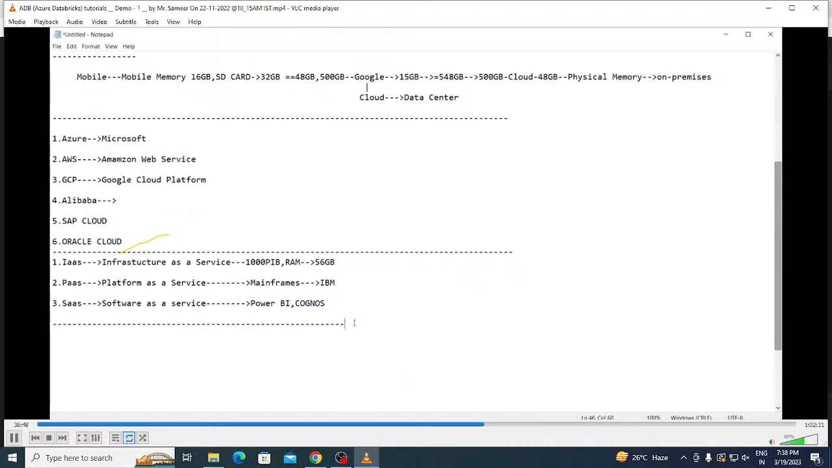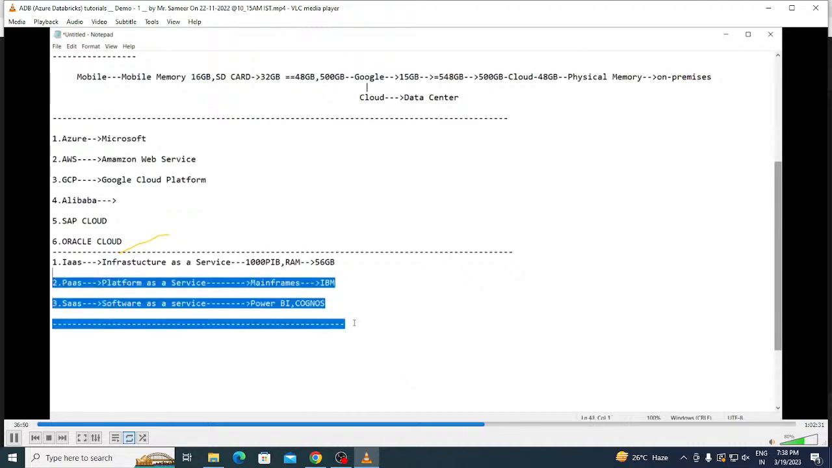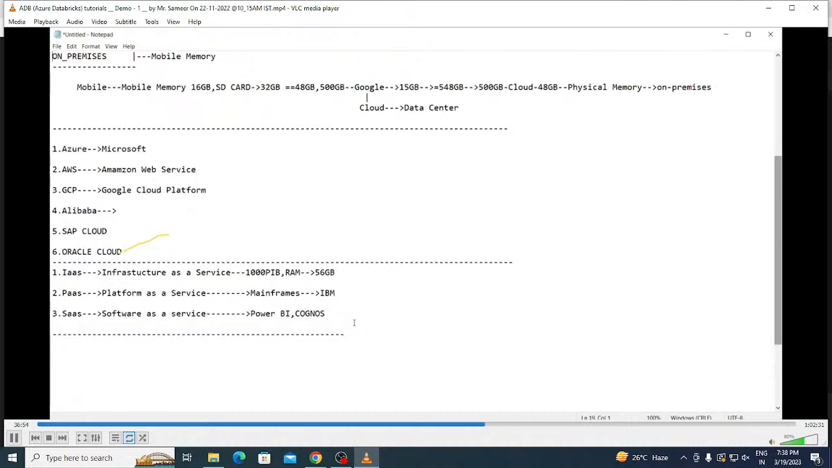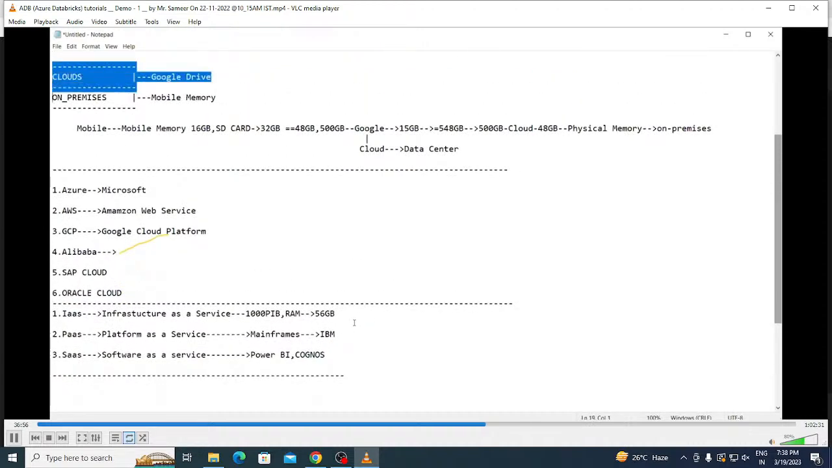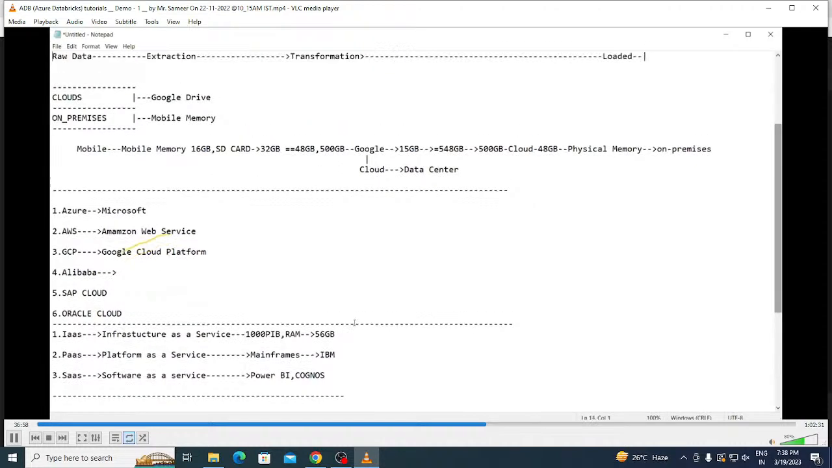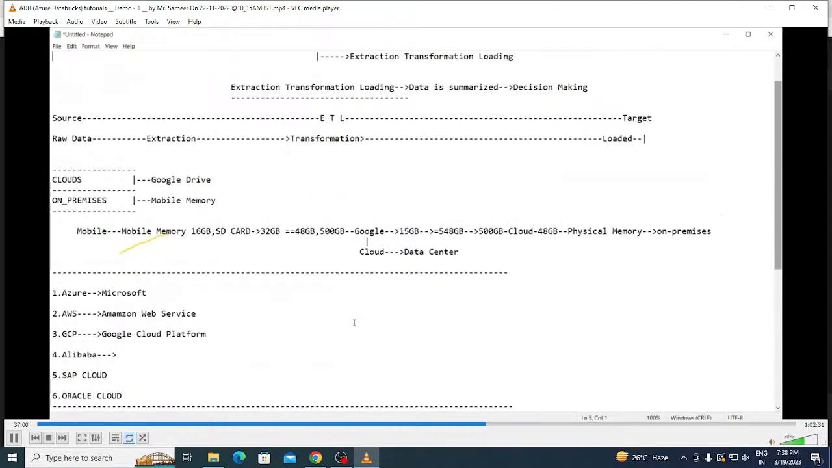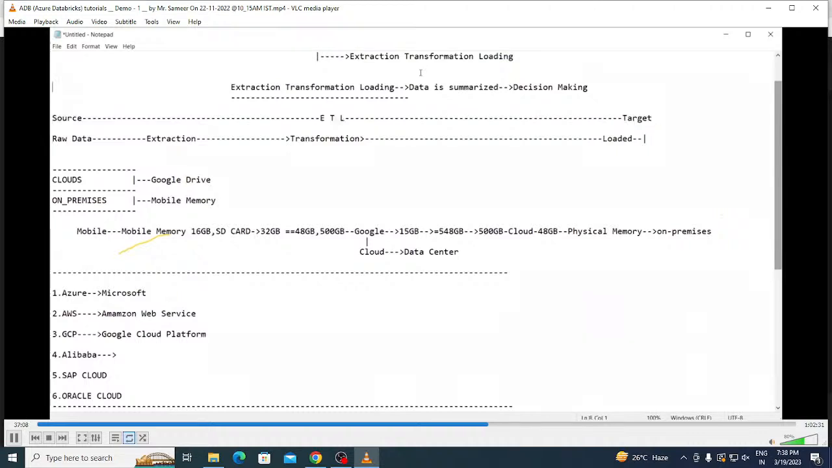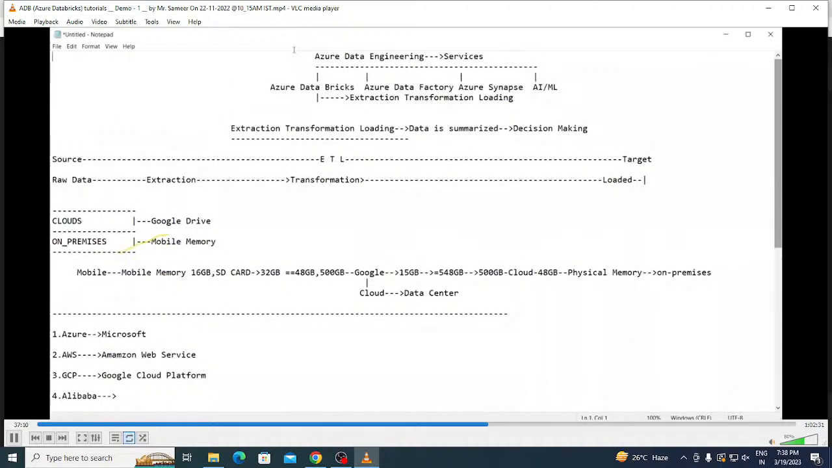So these are the three categories of service provided by the cloud. Now guys, the cloud is clear for me, and on premises is also clear for me. But my question is about source, target, and extraction, transformation, loading, which is already done. What exactly is the use of ADB, that is called Azure Databricks? What does it do? We have to understand this.